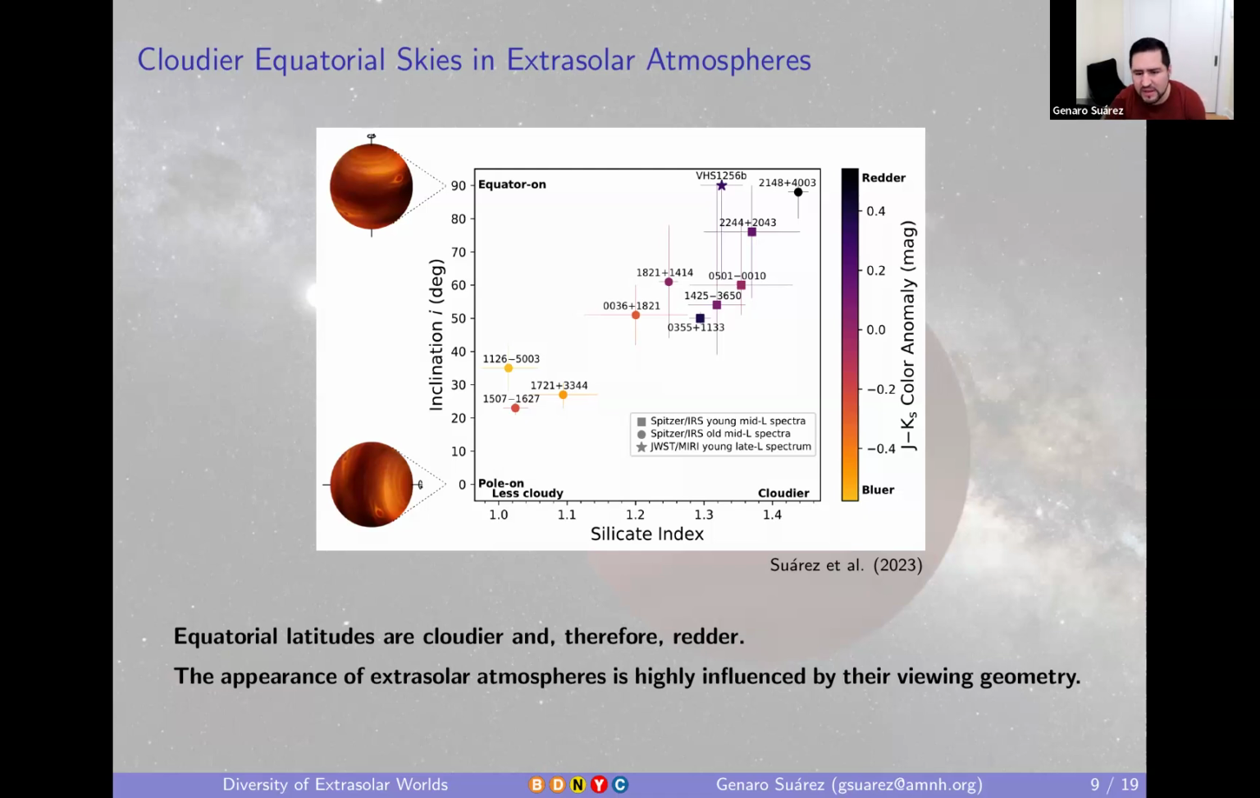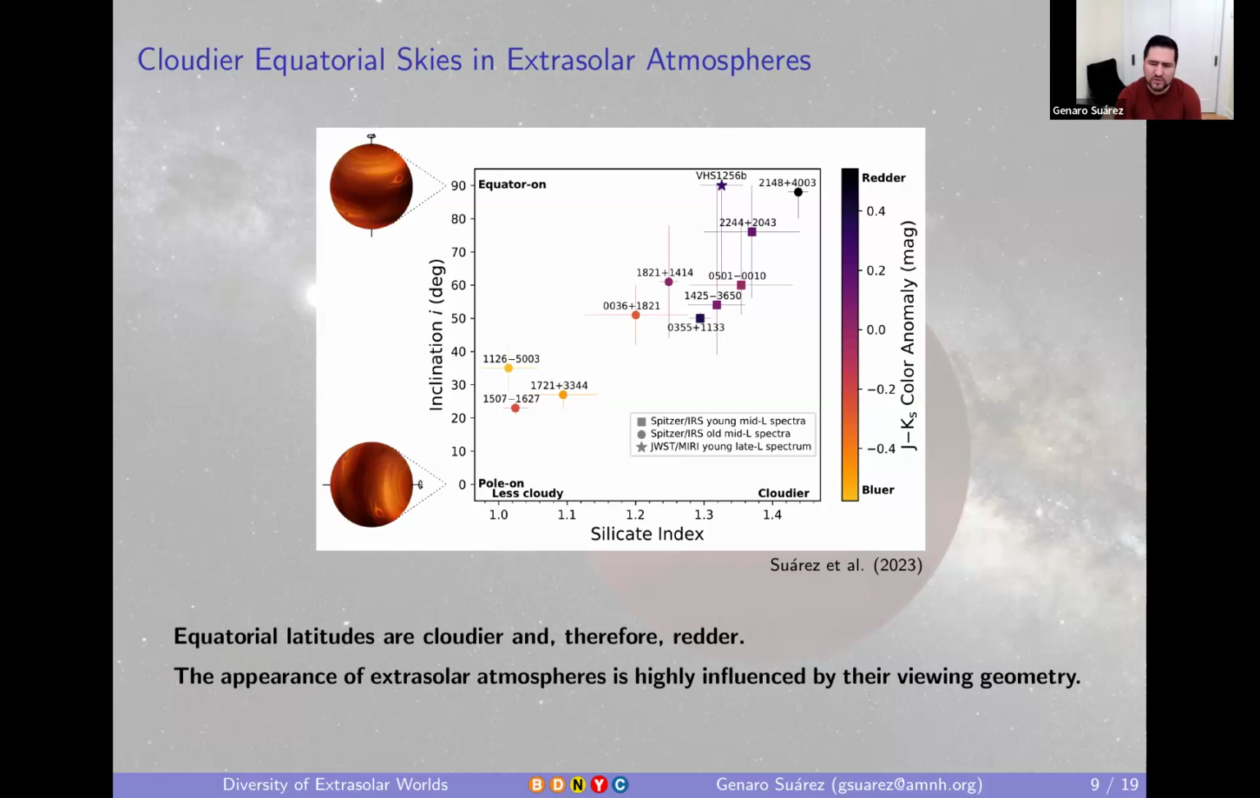silicate clouds. But we can see in this correlation, I highlighted in squares young atmospheres, and in circles old atmospheres. And we see a suggestion that, for example, with gravity, young objects have a cloudier atmosphere if they have similar inclinations. So gravity could also favor the presence of silicates, but in general, most of the correlation is traced by viewing geometry.